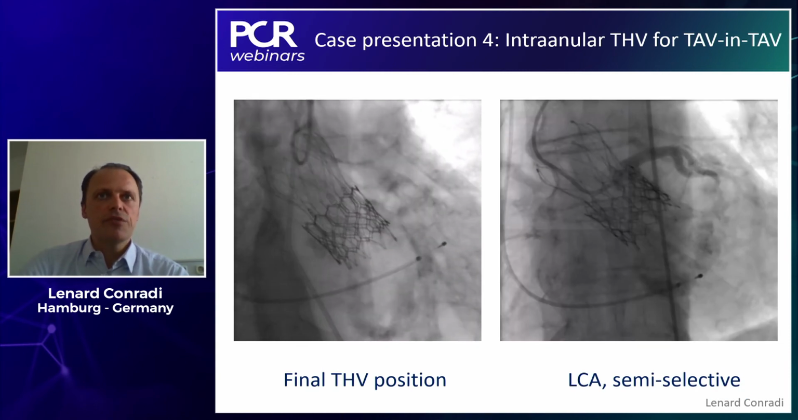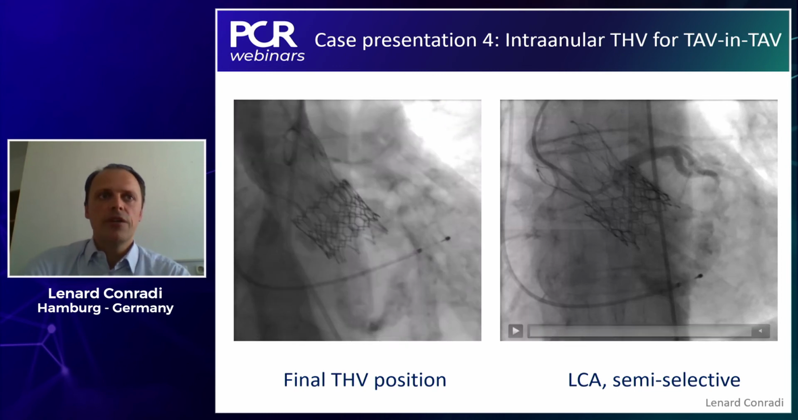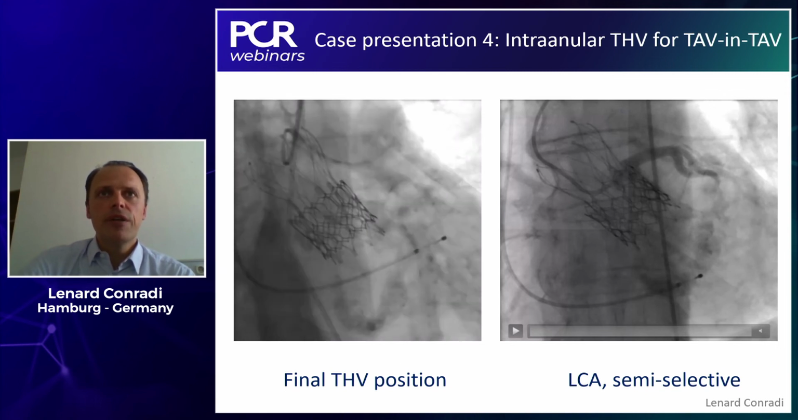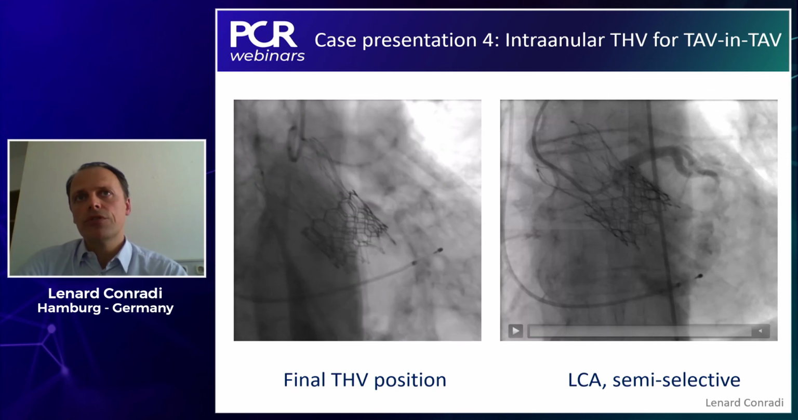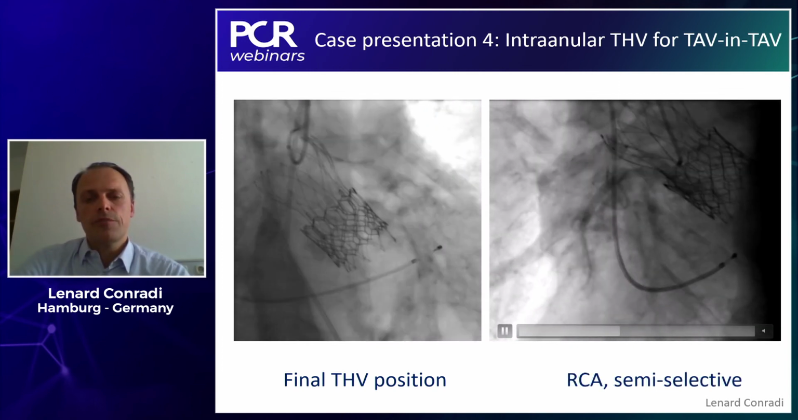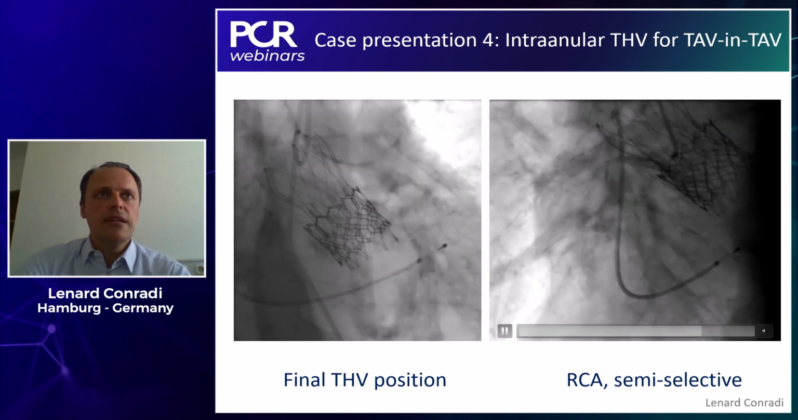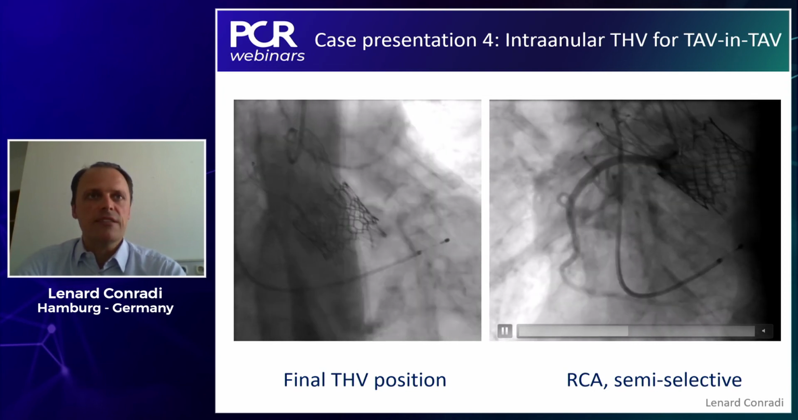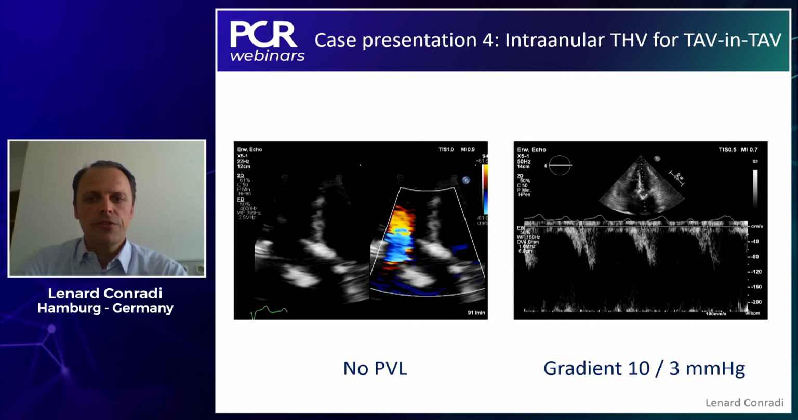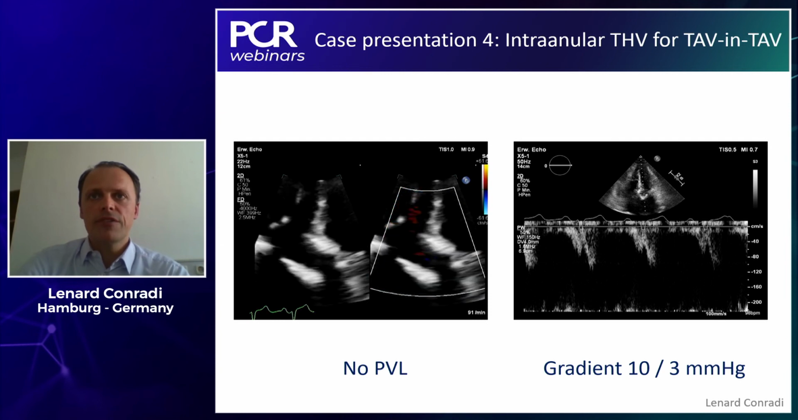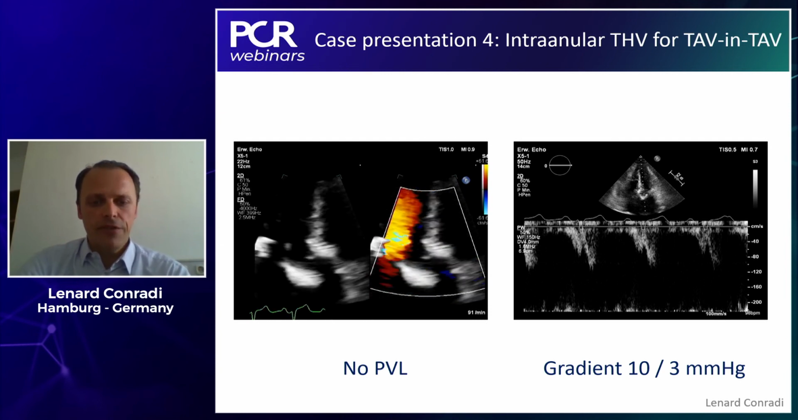And this is the final valve position, which is, of course, patent and with no leak, which typically is the case with valve-in-valves. And then we semi-selectively showed the coronaries. This is the left one. I think you can also see that the commissure is pretty much aligned with the Sapien outflow stent, so that the leaflets are not above the coronary ostia. And just to complete this case, next slide, with a few echo images, there was no PVL. And the gradient was 3, which, for an intraannular valve design, I think is more than satisfactory.